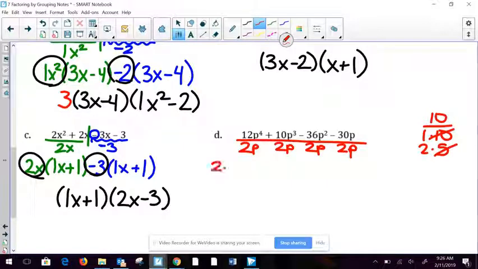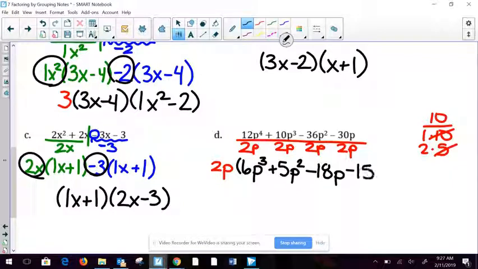So when I do this, I'm going to take that 2P, just like I did in example A, and write it out front, and then I'm going to divide everything out. 12 divided by 2 is 6. P to the fourth over P is now P to the third power, because I took one away. 10 divided by 2 is a positive 5. P cubed over P is now P squared. Negative 36 divided by 2 is, great, negative 18. P squared, but now I took a P away. I'm left with just P. And finally, negative 30 divided by 2, great, is negative 15. I had a P, but now I divided it out. So I have no more P's.